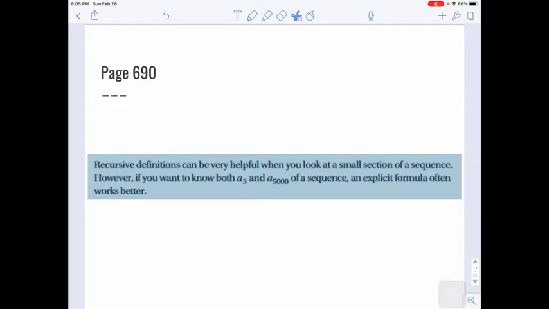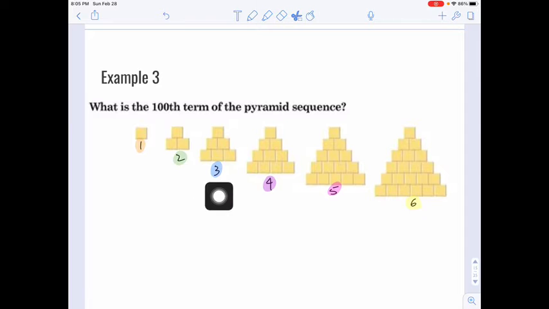Section 9.1, Example 3 on page 690. Recursive definitions can be very helpful when you look at a small section of a sequence. However, if you want to know both a sub 3 and a sub 5000 of a sequence, an explicit formula often works better. So this time I have labeled the pyramids in sequence numbers.